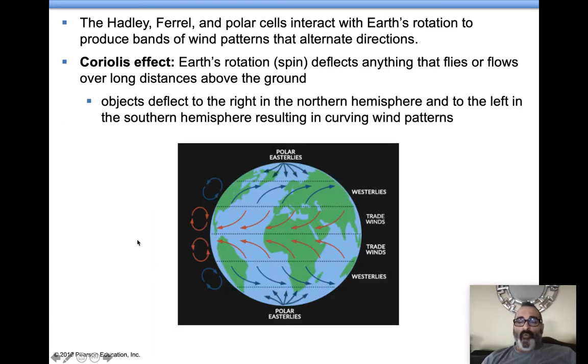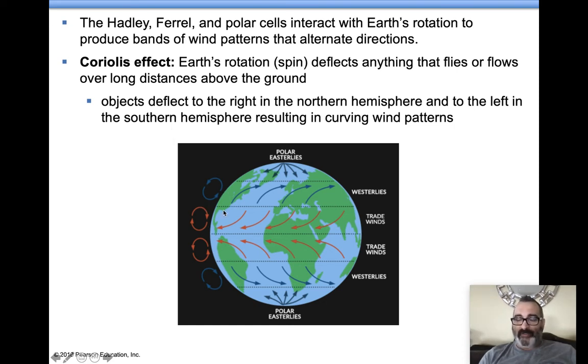All right. Because the Earth spins like a top, these winds are not attached to the Earth. The water is not attached to the Earth. Wind is not attached to the Earth. So because the Earth spins, things that are not attached to it are going to take a curving pattern when they move along in the air or even in the water. That is called the Coriolis effect. So it has to do with the spinning of the Earth and how things are deflected.